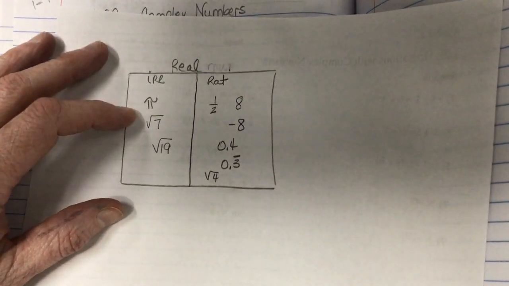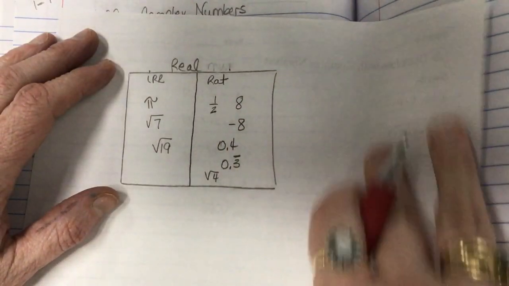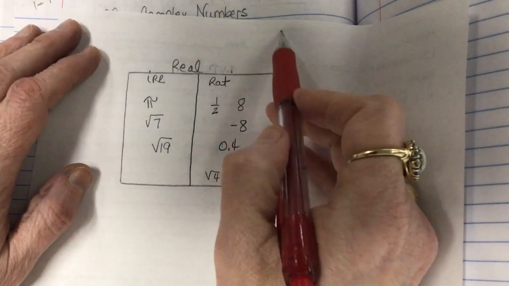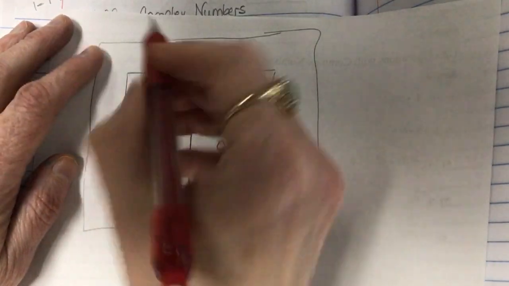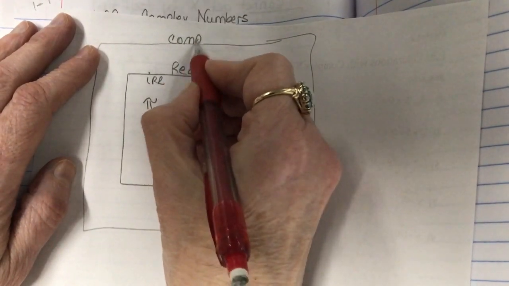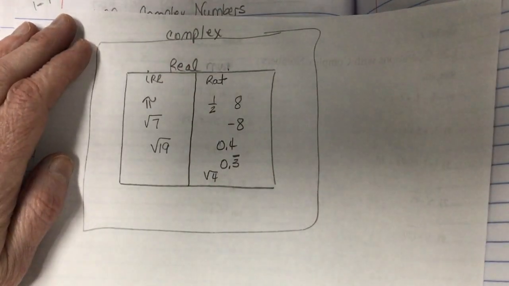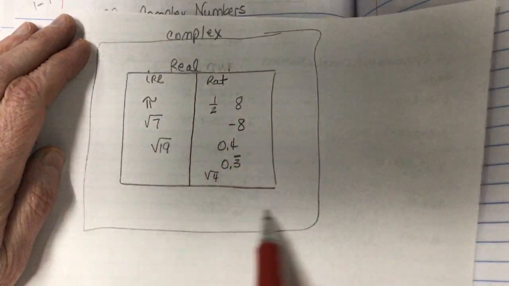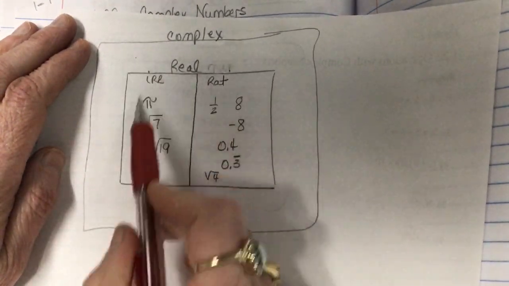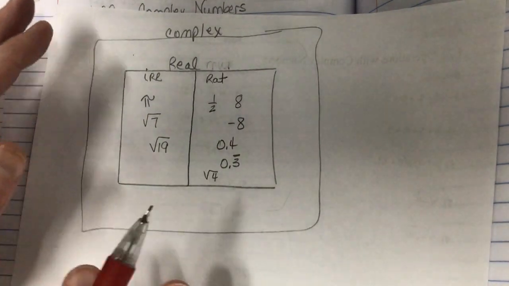But here's the deal. Complex numbers are not a category over here. They're actually a big box that surrounds. So all real numbers are complex numbers, but not all complex numbers are real numbers. See? Because there's real in here, and there's going to be complex numbers in here, and then all the real numbers are complex.